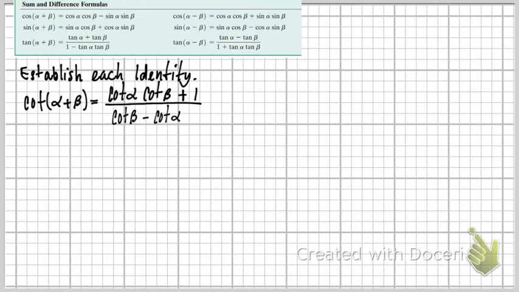Now I'm going to pick the more complicated side, meaning I'm going to pick this side here. And what I'm going to do is first turn it into all sines and cosines, and eventually get to cotangent of alpha plus beta.